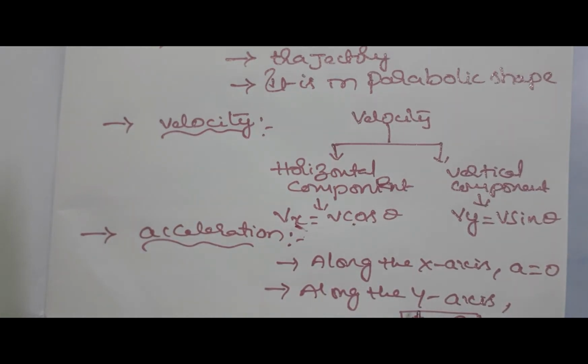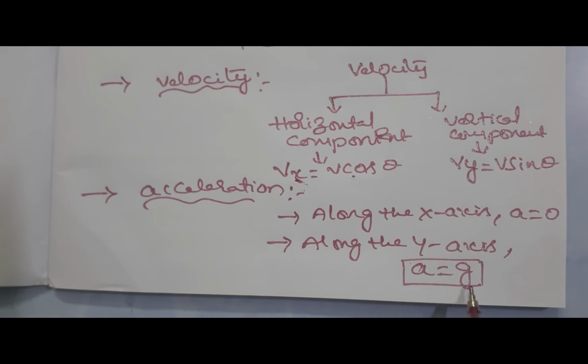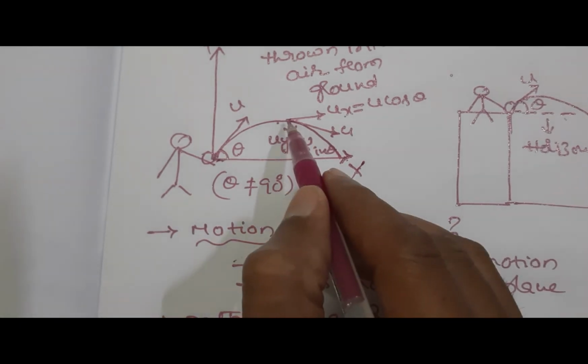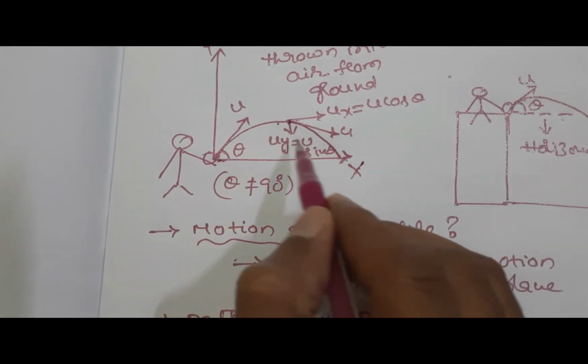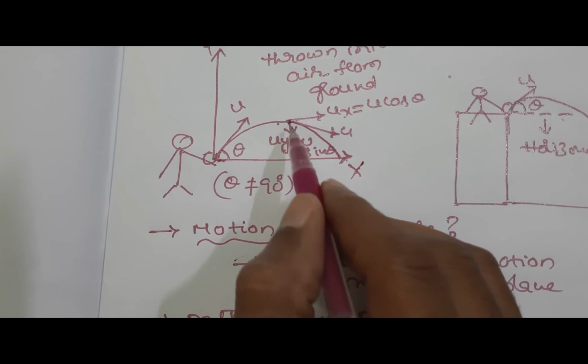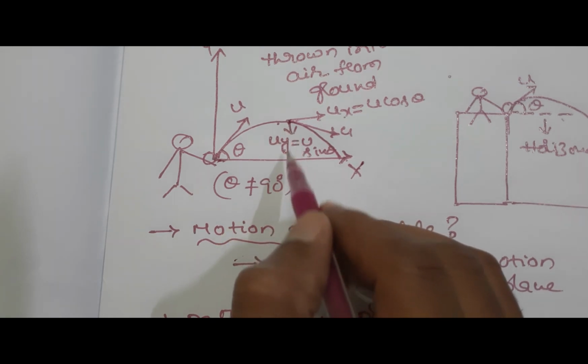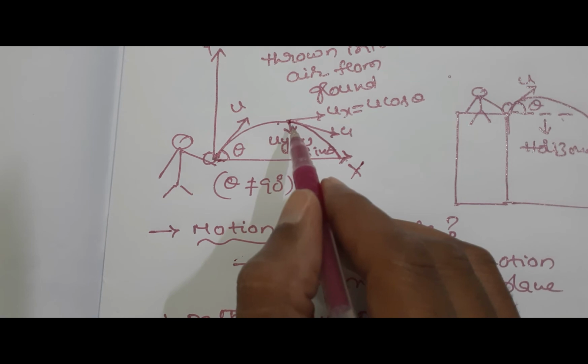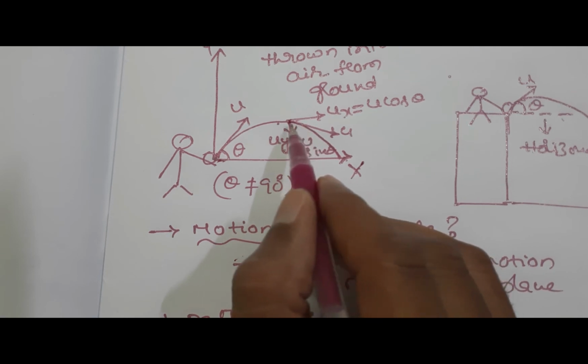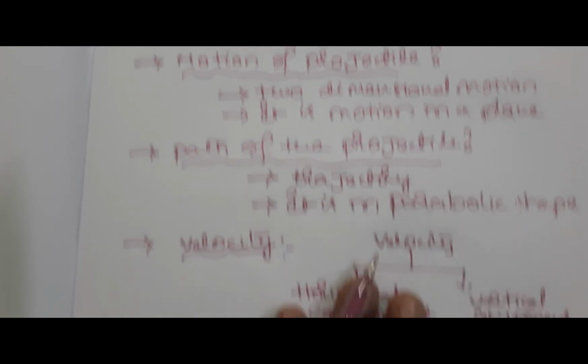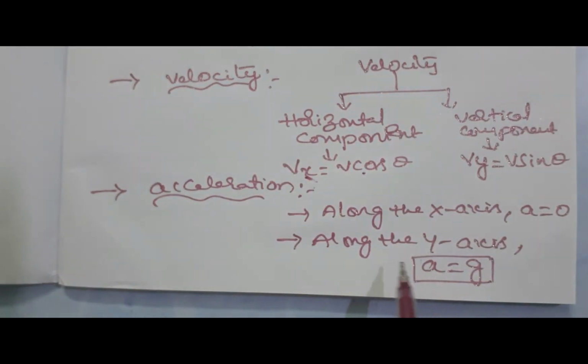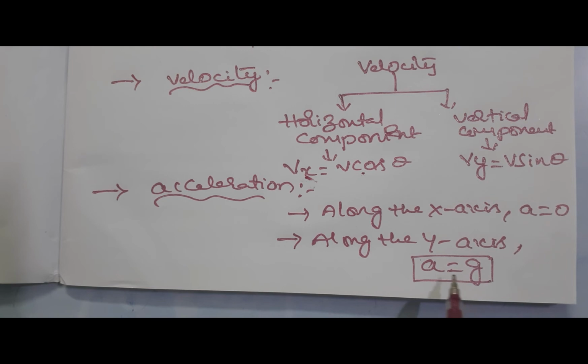But along the y-axis, along the vertical direction, the acceleration of the projectile is taken as the acceleration due to gravity, as it moves along the trajectory. In the vertical direction, gravitational force is acting on it. Due to the action of gravitational force, the body gets an acceleration equal to the acceleration due to gravity. So along the vertical direction, the projectile has acceleration equal to the acceleration due to gravity.